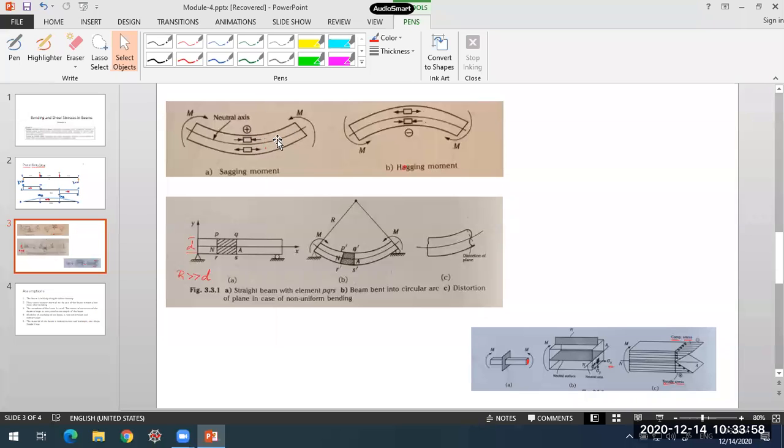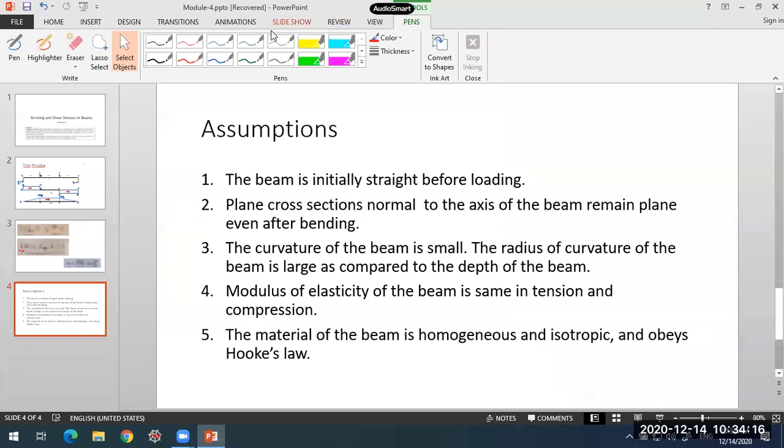So what this assumption is telling you is, in these two cases the modulus of elasticity will remain same. So we are not considering any difference in modulus of elasticity in tension or in compression. It is taken to be same in both cases. So that is another assumption what we have here.